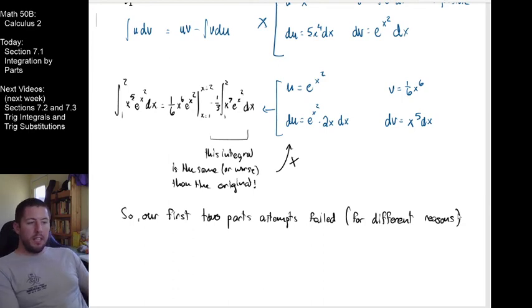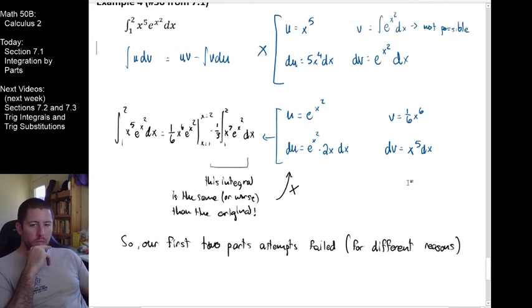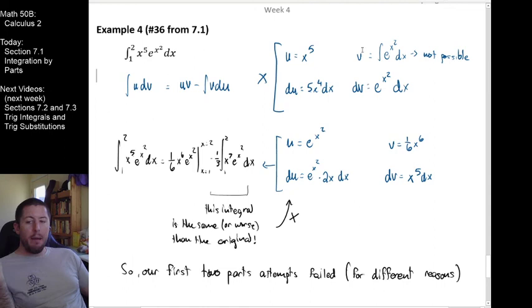Right? And notice that these failed for different reasons. The first one failed because we weren't even able to come up with v from dv, so we couldn't even identify all four needed components. In the second one, we were able to come up with all four needed components, but they produced for us an integral that was equally as undoable as the original. So it didn't improve our position at all. It didn't help our stance. So both of our first attempts failed, and they failed for different reasons.